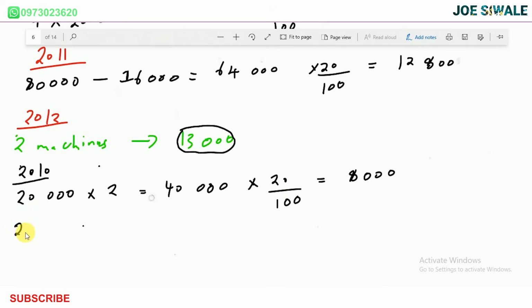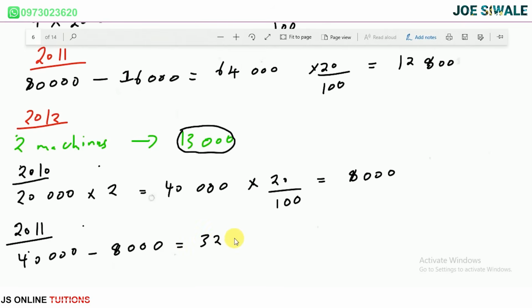What about in the year 2011? So to calculate the depreciation in the year 2011 for the two machines, we're going to say the cost of the two machines, which is 40,000, minus the depreciation of the two machines, which is 8,000. Our answer there is 32,000. So we're going to say 20% of 32,000 there. Our answer is 6,400.